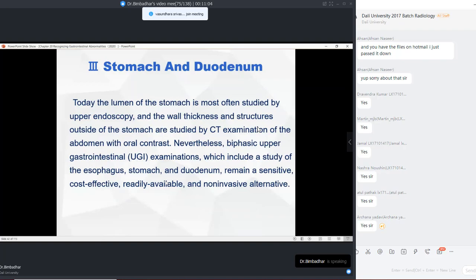All right. So the lumen of the stomach, most of the time, is studied by upper endoscopy, because through endoscopy we get real-time visualization of the gastric mucosa. When you do GI endoscopy, you call it upper GI endoscopy, or gastroscopy also. When you do it, you are looking only at the surface or the structures present inside the stomach.